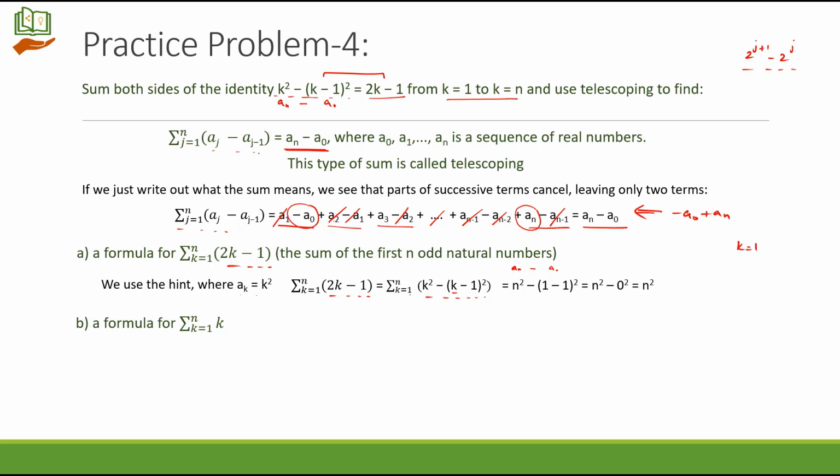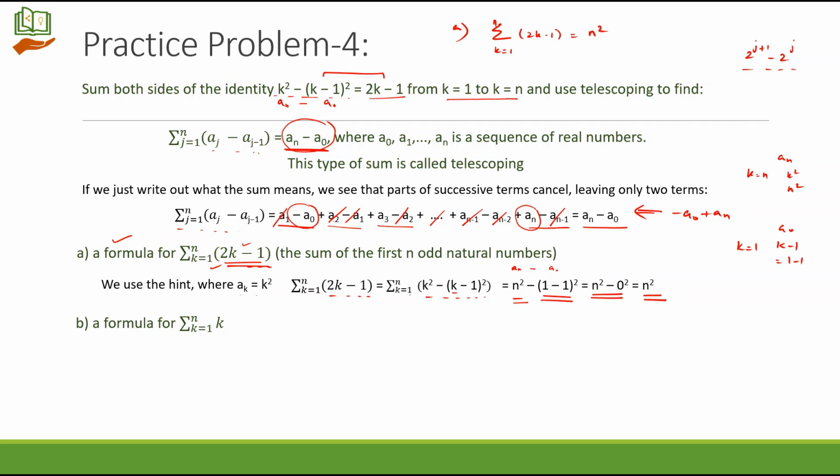So when k is equal to 1, we have to take it for a0 as k minus 1, which is equal to 1 minus 1. That is what we do here. When considering an as k is equal to n, k square becomes n square, and that is what we do here. What is n square minus 0 square? It is n square. So the question runs like, use telescoping to find a formula for this particular summation. Summation of k is equal to 1 to n, 2k minus 1 can be equated to n square is what we have got from A.